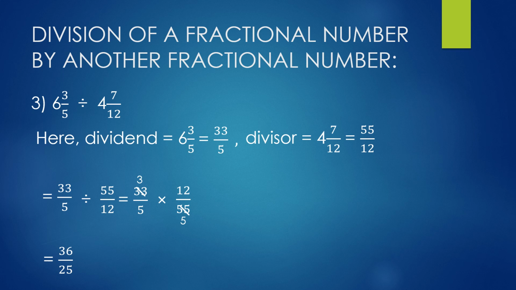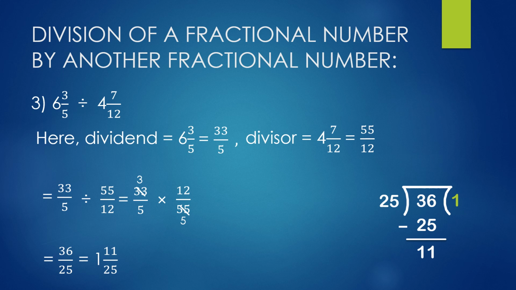36 upon 25 is a proper fraction? No, it is an improper fraction. So first we convert them into mixed number. Everyone knows how we will convert them into mixed number. So pause the video and divide 36 by 25. Do on your own and check. The answer is 1 11 upon 25.